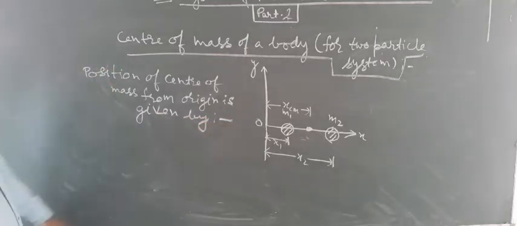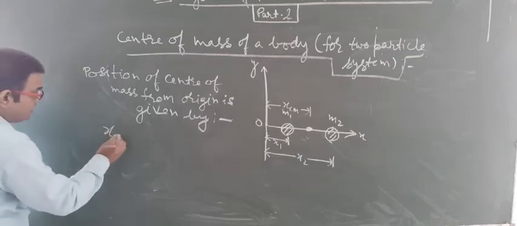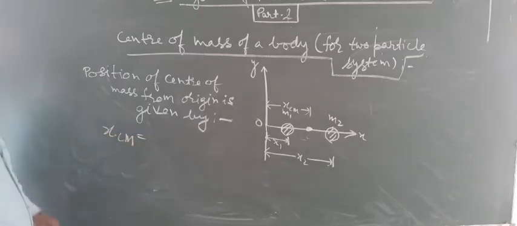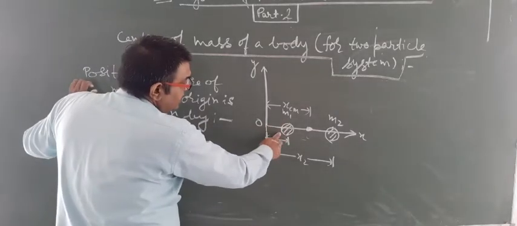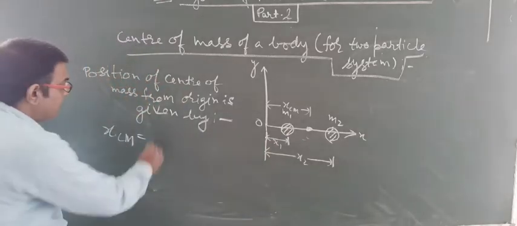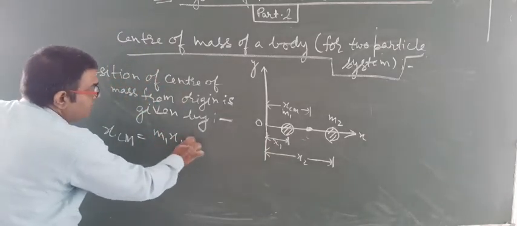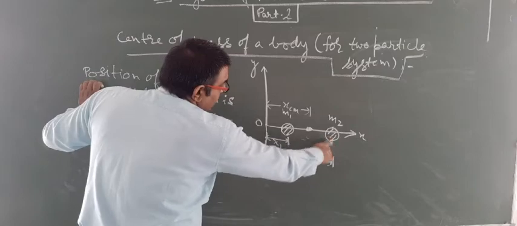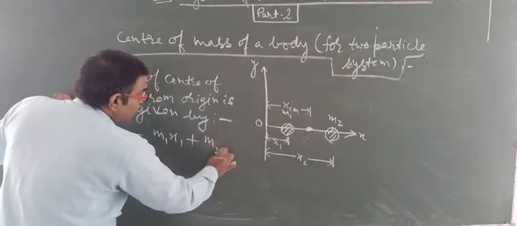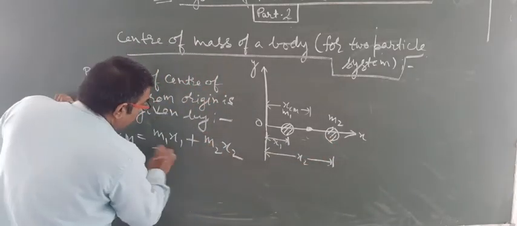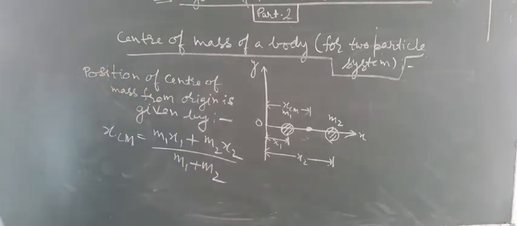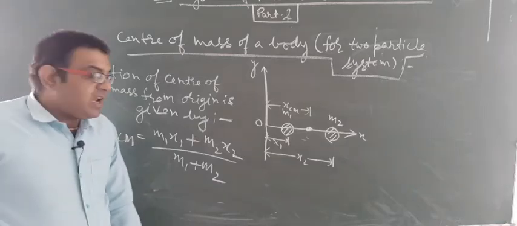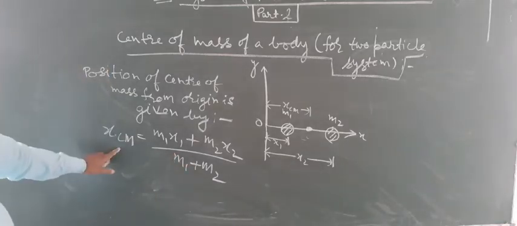What is the position of the center of mass, that is xcm? xcm is the position of the center of mass from the origin, and it can be given as the product of mass m1 and its separation from the origin, that is m1 x1, plus the product of mass m2 and its position from the origin, m2 x2, upon m1 plus m2. Similarly, this is the xcm.